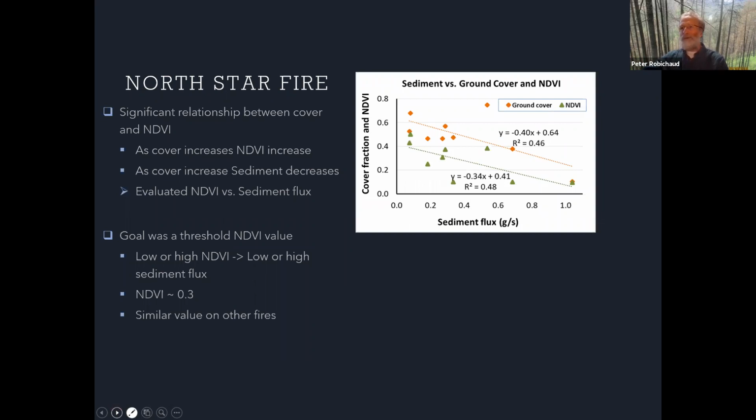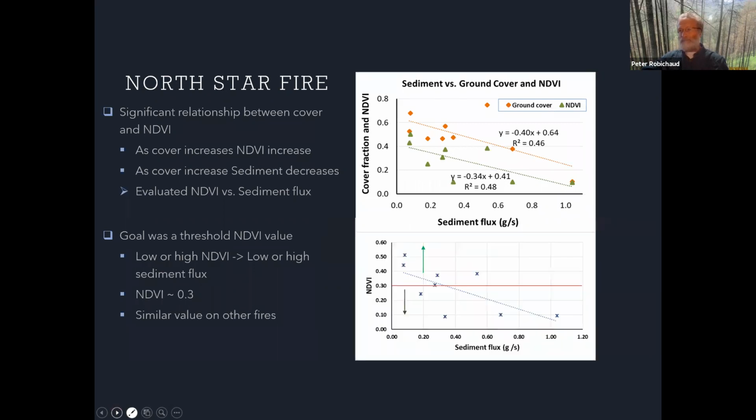So now here's my cover fraction, and then here's my sediment flux, just what I talked about earlier. Okay, so now I can come up with a threshold: if I have an NDVI below 0.3, then I'm going to have an increase in the amount of sediment that I get. And if I have an NDVI above 0.3, more vegetation cover, right? What I show up here, more vegetation cover, and then I'm going to have less sediment. So now I can have a threshold value that I can apply that's going to tie to the amount of erosion that we can expect, because it's tied to the amount of ground cover that we have.